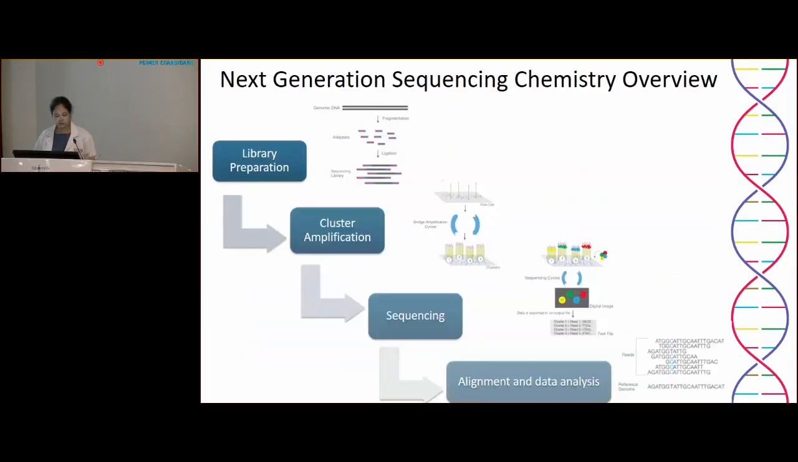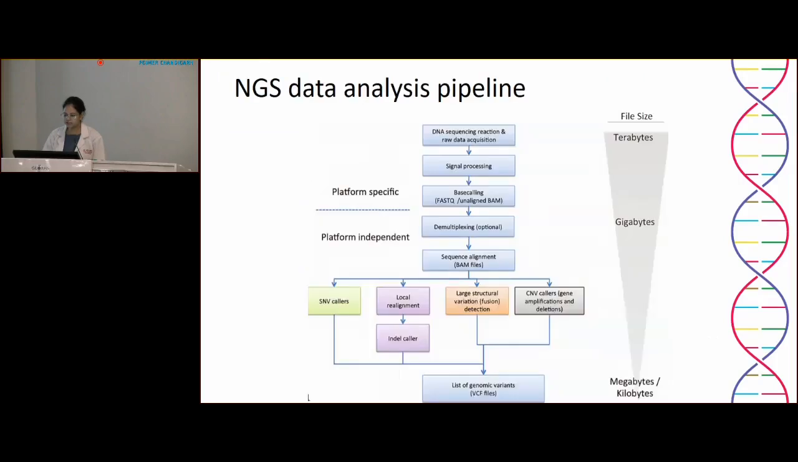This is an overview of the workflow of Illumina-based next-generation sequencing, where there are multiple steps, such as library preparation, cluster amplification, sequencing, alignment, and data analysis. I will not get into the details. However, I would like to emphasize the data analysis. Once the signal is processed, you get the raw file in FASTQ format, and then after multiple quality scoring and filtering, you get the BAM file, which you actually align with your reference genomes. And following that, you'd use multiple tools to get different types of genomic variations.